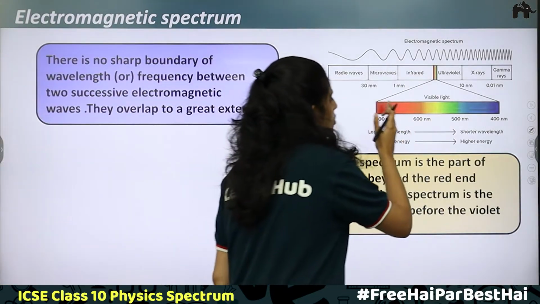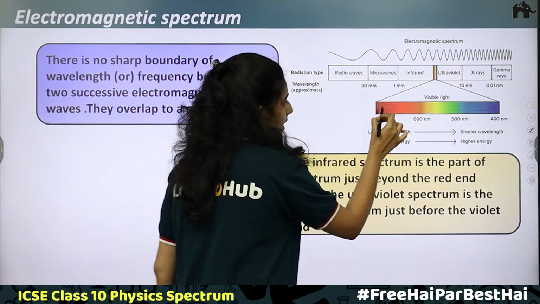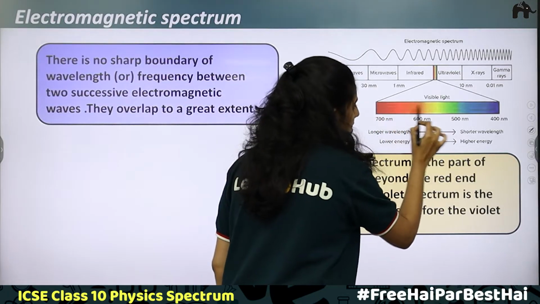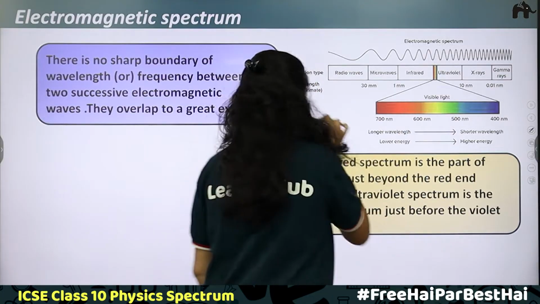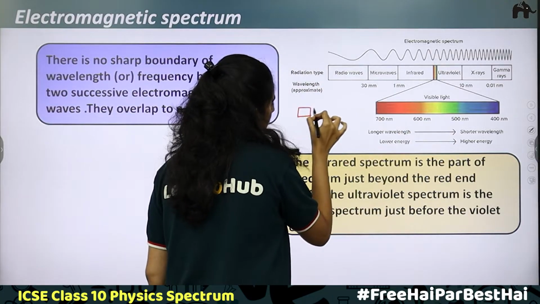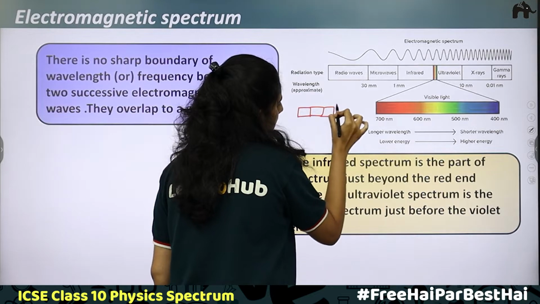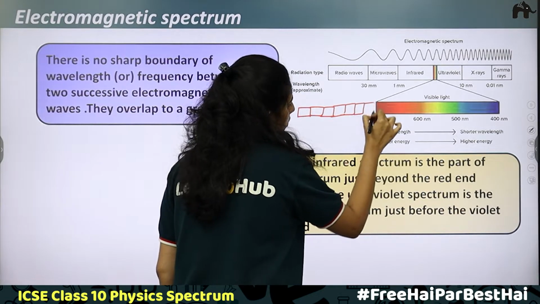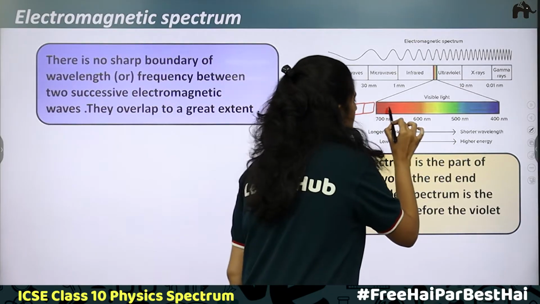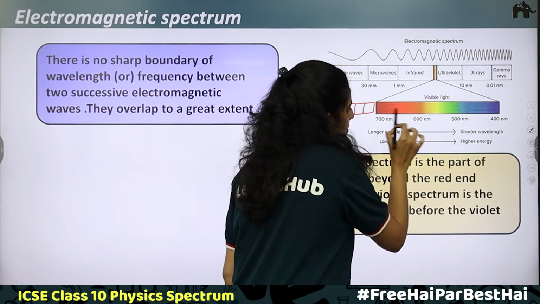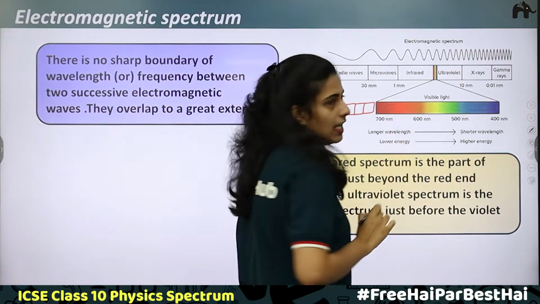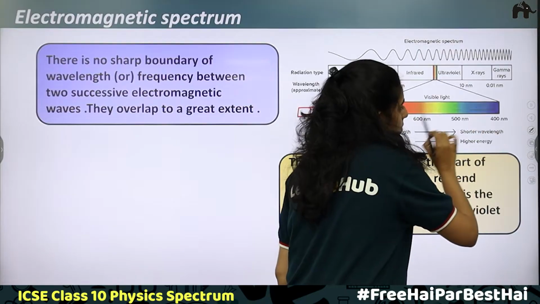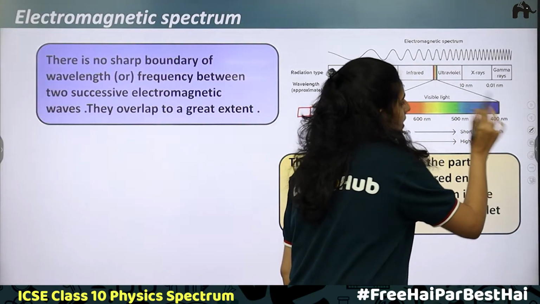So we studied the visible light. We have said there are no sharp boundaries. After red, can you see a boundary between red and orange? No, right? Between orange and yellow, there is no sharp boundary. Is it like this: till here red color, after that orange, then yellow, green, blue, indigo, then violet? No, right? So there is an overlapping. Red overlaps with orange, orange overlaps with yellow, yellow overlaps with green, green overlaps with blue, blue overlaps with indigo, and indigo overlaps with violet.